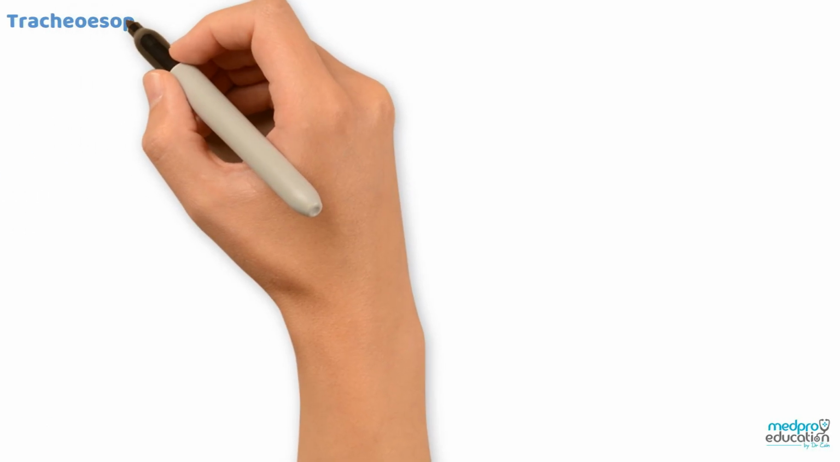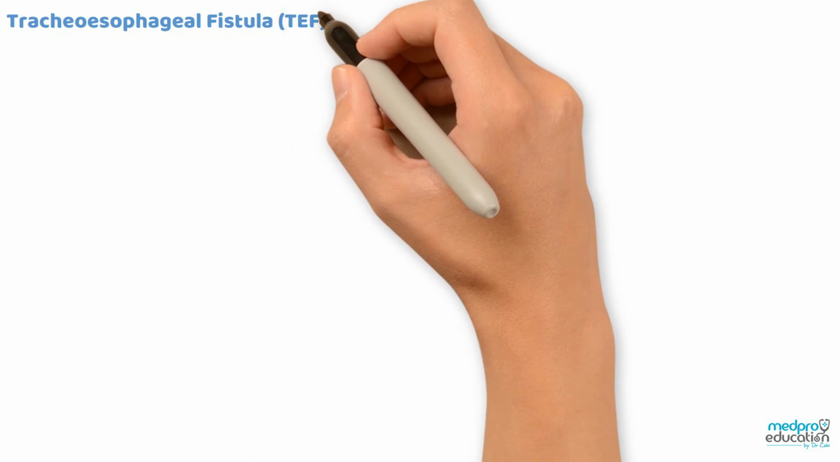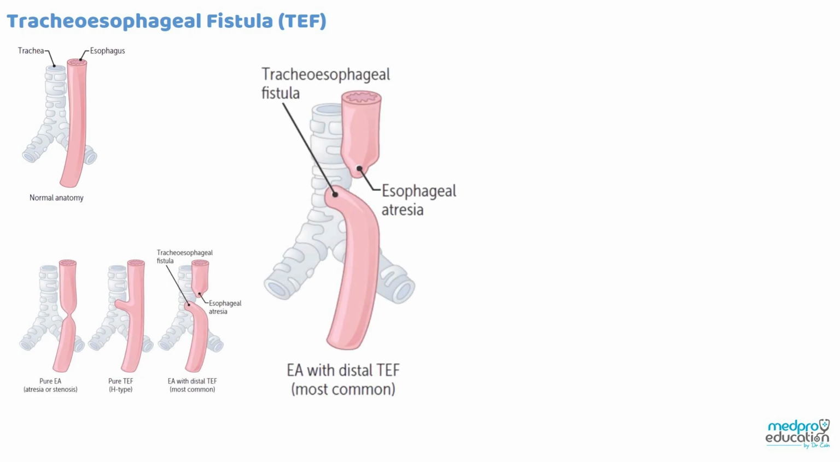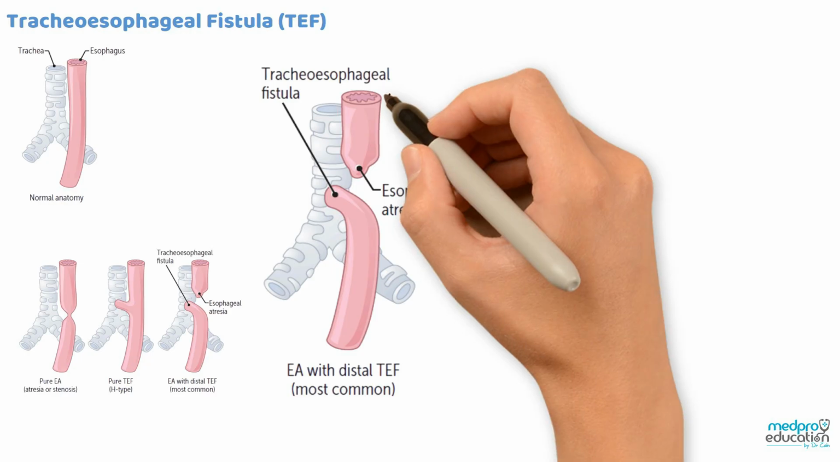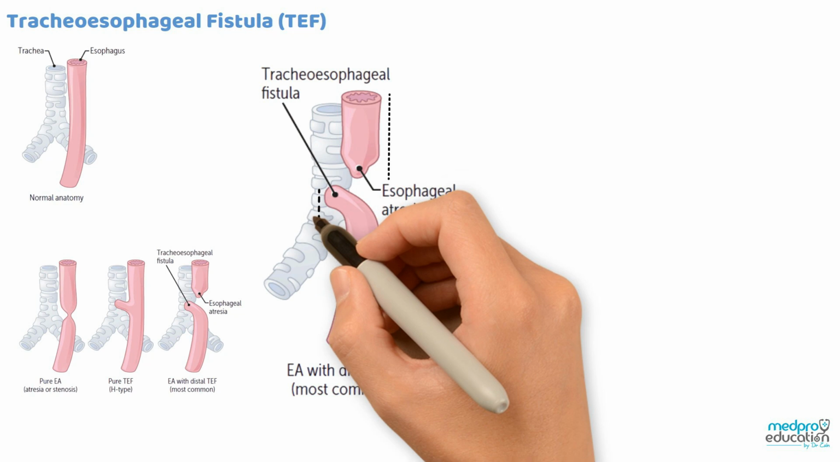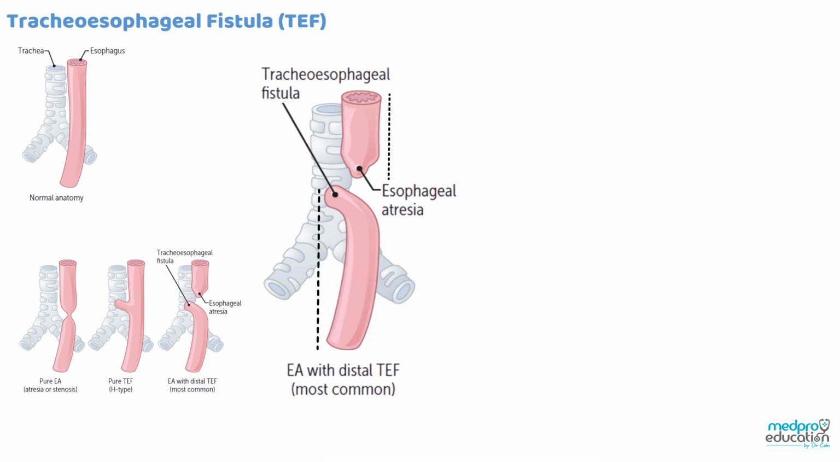Next, we explore tracheoesophageal anomalies, which result from incomplete separation of the trachea and esophagus during foregut development. The most common anomaly is esophageal atresia with distal tracheoesophageal fistula, TEF. In this condition, the upper esophagus ends in a blind pouch, while the lower segment forms an abnormal connection with the trachea. There is no connection between upper and lower esophagus.